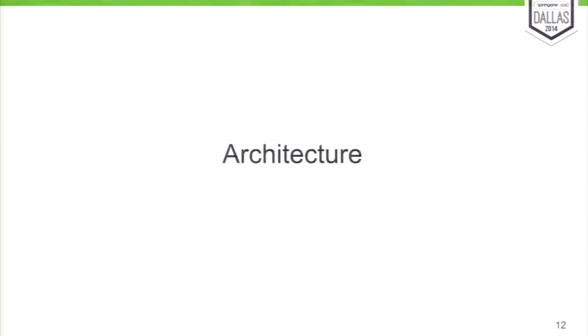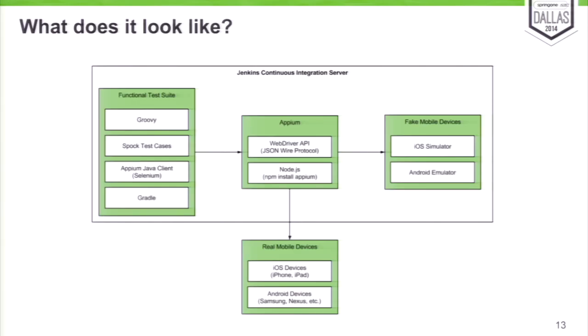Architecture. So that's the library. Let's get into what we're going to build. This is what it looks like. You have your functional test suite, which is Groovy with Spock test cases. You're using the Appium Java client, which is a wrapper of Selenium. It includes JSON, Google's library, to communicate with that Appium API. And then we're going to use Gradle to build it.